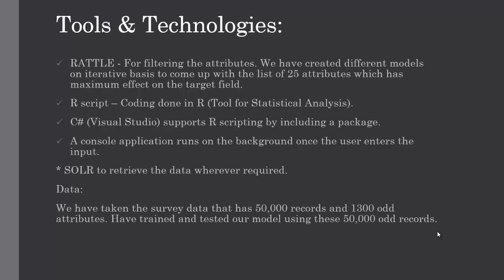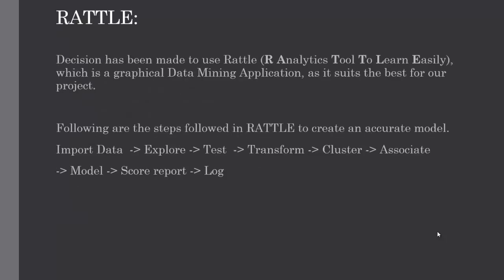The data that we got is survey data that has 50,000 records and 1,300 odd attributes. We have trained and tested our model using these 50,000 odd records. A decision has been made to use Rattle, which is a graphical data mining application. These are the following steps that we have followed to decide our model.